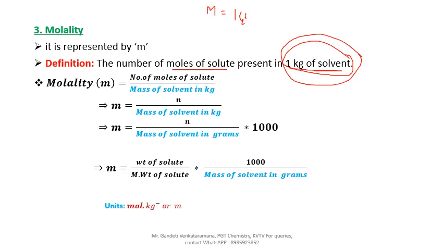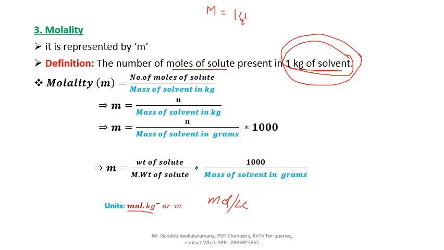Next, unit. In the earlier case, molarity, the unit is mole per liter, or mole liter inverse. But in this case, the unit is mole kg inverse, or mole per kg, or small m. But in the molarity case, it is mole per liter. Okay, so this is about molality.